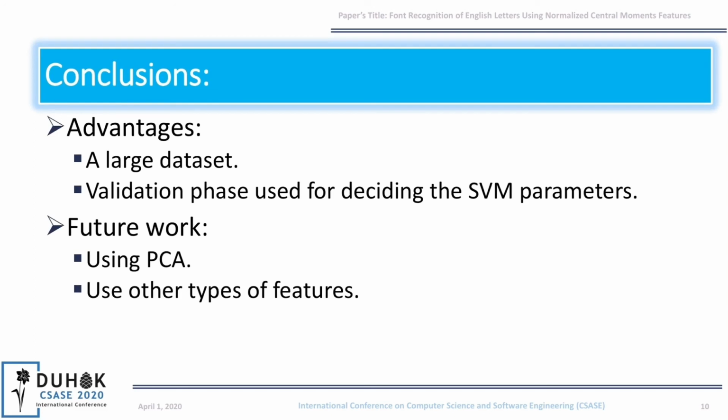In the future, we intend to use principal component analysis (PCA) to reduce the number of features to get better recognition accuracy. And we will try other types of feature extraction algorithms to enhance the accuracy of our system.